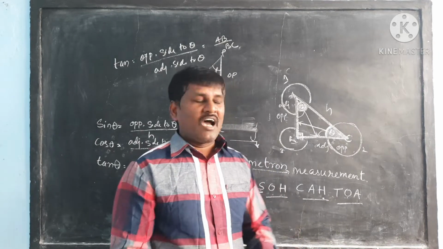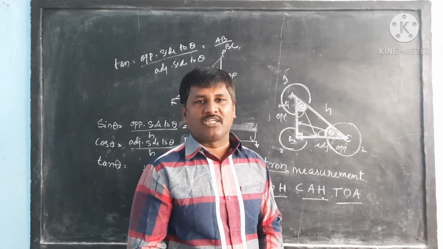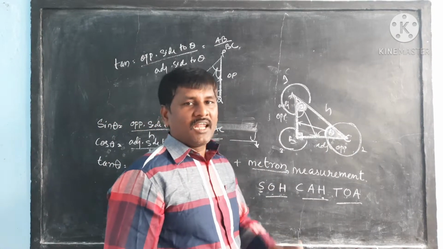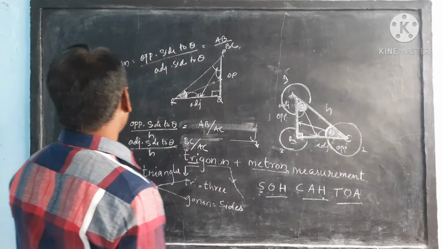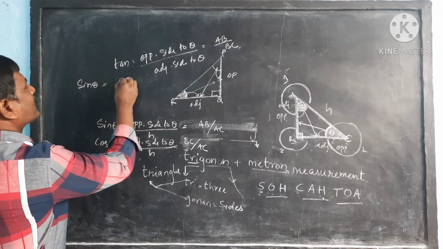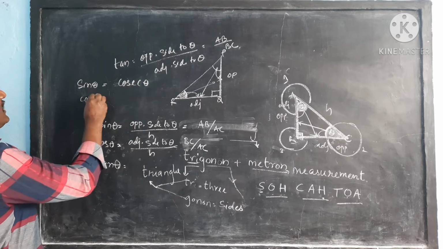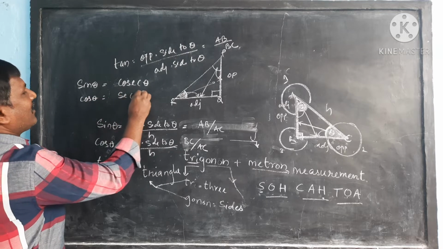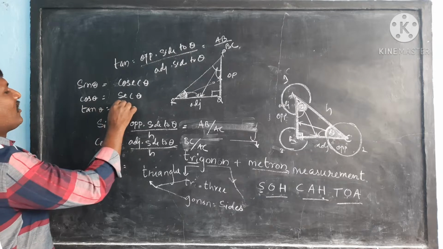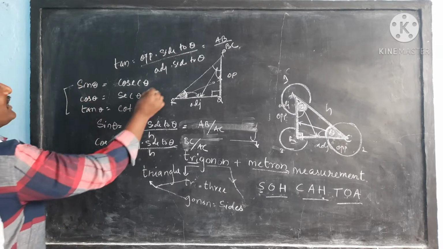So out of these 3 ratios you can find another 3 ratios. They are reciprocals of these 3 ratios. Let us see. The reciprocal of sin theta is cosec theta, the reciprocal of cos theta is sec theta, and the reciprocal of tan theta is cot theta. So the reciprocals of these 3 ratios give us 3 more.